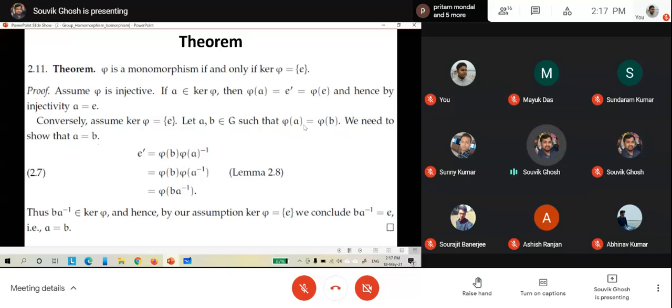Since we have phi of A is equal to phi of B, we can write phi of B into phi of A inverse is equal to e prime. From here, using the previous result, we can write phi of B into phi of A inverse. Using the property of homomorphism, we can write phi of B into A inverse. So B into A inverse is nothing but the identity element e. So from here, we can write A is equal to B.